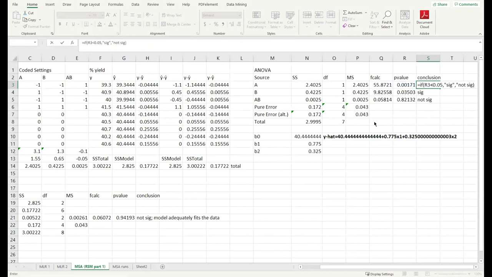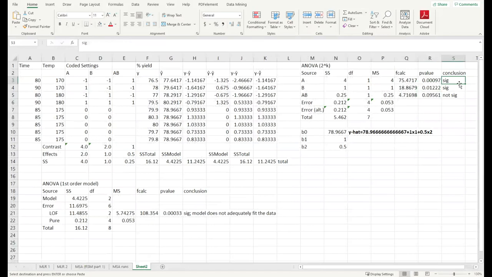Sorry, I'm missing a quotation mark. Okay? So, it can be like that. It'll give you the same value, so that when we copy-paste it, it should evaluate the same way. So, you can see here, this will change dynamically depending on what p-values come out. You'll notice that A is significant, B is significant, AB is not significant. Therefore, since the main effects are significant, we include all terms in the model.